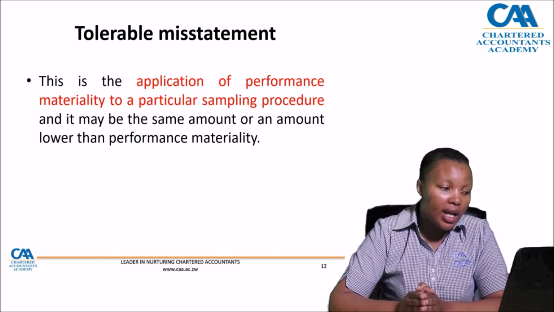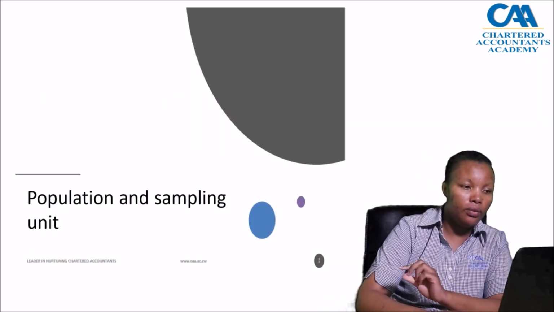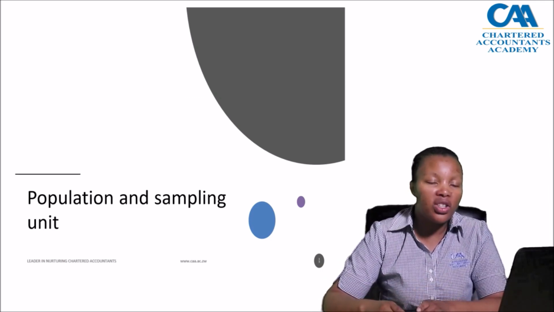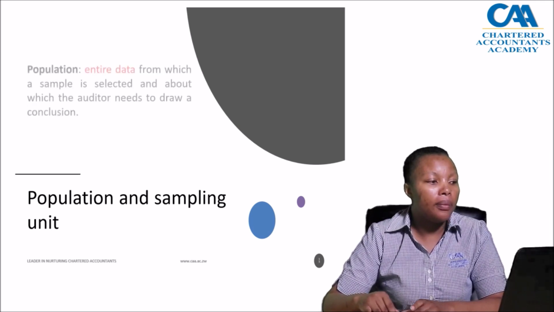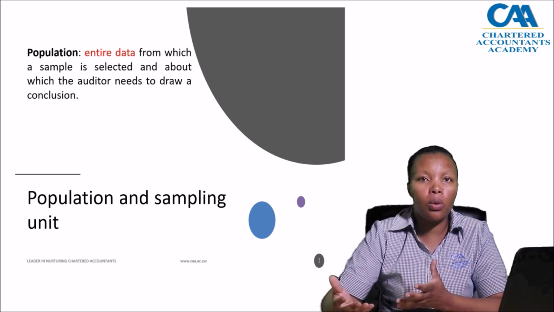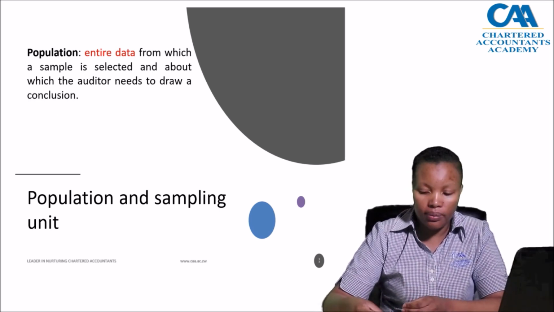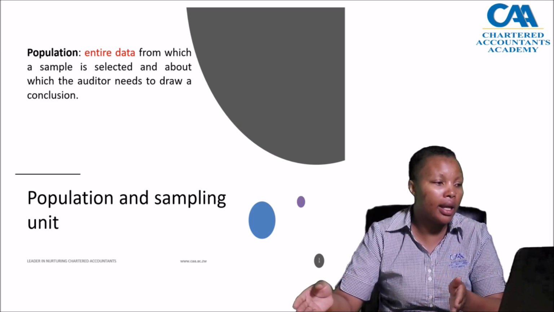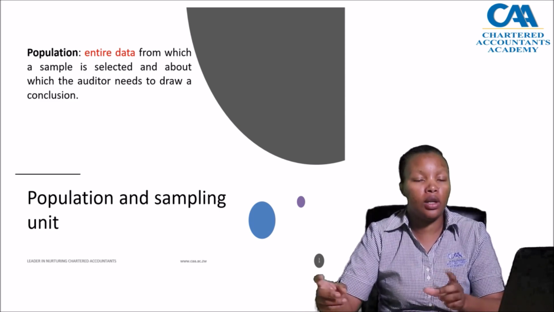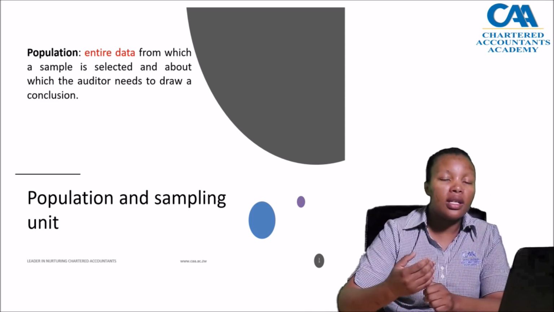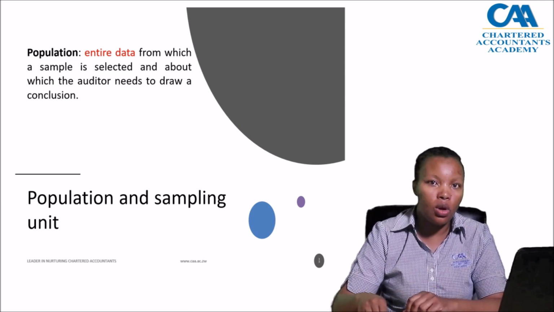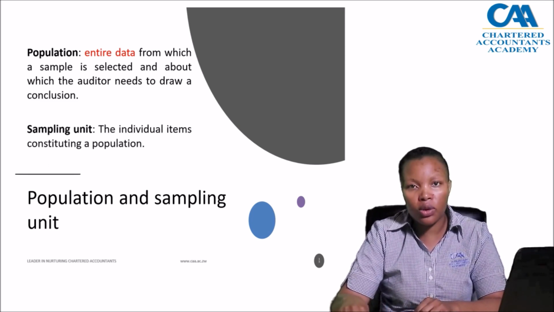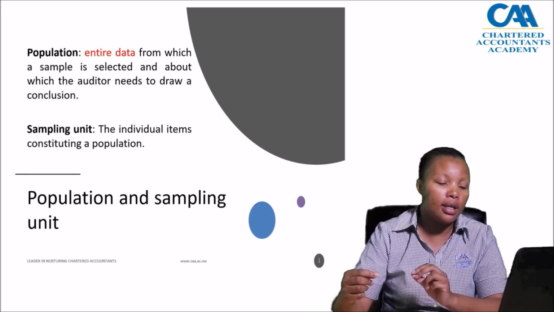Then we move on to population and sampling unit. What is a population? A population is the entire data from which the sample is going to be selected, and about which the auditor is going to draw a conclusion. So we can have, let's say, our revenue as a population. That could be our entire population. And so the sampling unit is the individual item constituting a population. So that could be just a particular sales invoice or particular sales receipt. That could be the sampling unit.